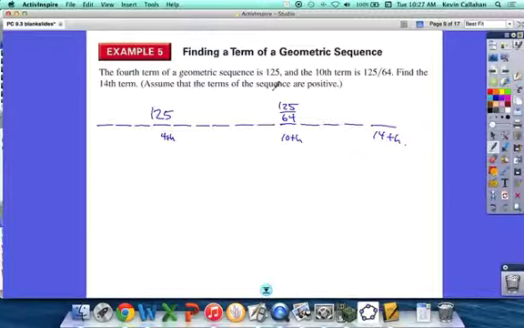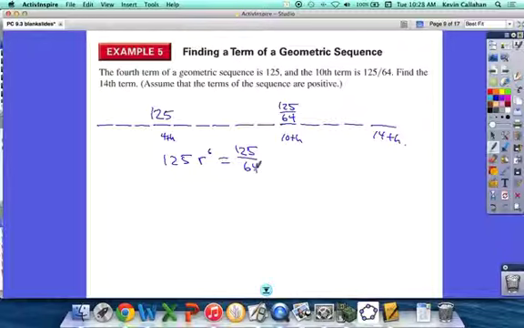6 times, right? To go from the fourth to the 10th, you must be multiplying times R 6 times. So we know that 125 times R to the 6th equals 125 over 64. It's not 6R, it's R to the 6th. R times R times R times R times R times R. Okay, now you could solve for the R.